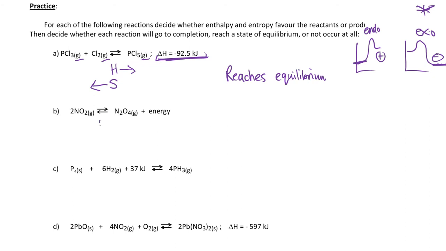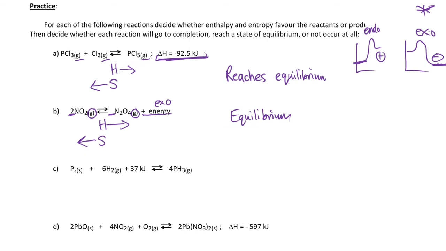Okay. Question B. Again, check your enthalpy and check your entropy. So enthalpy, we look at endo, exo, which side's lower in energy. So this has energy on the right-hand side. That's energy being released. So that's exothermic, which means my products have lower energy. Enthalpy favors the products. Entropy, check the phases. So here I have 2 moles of gas. On the right, I have 1 mole of gas. So that favors the reactants. Again, those two things oppose each other. So I would predict this system to reach equilibrium.